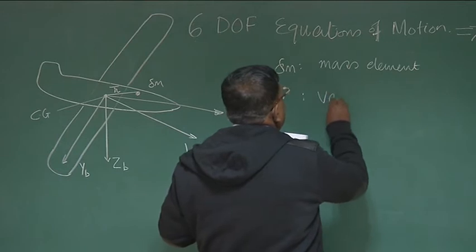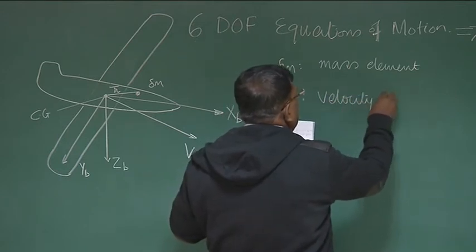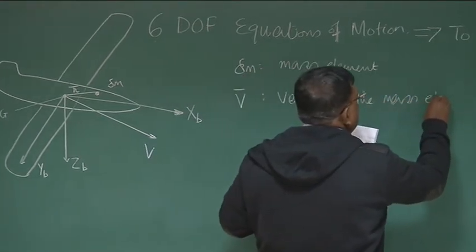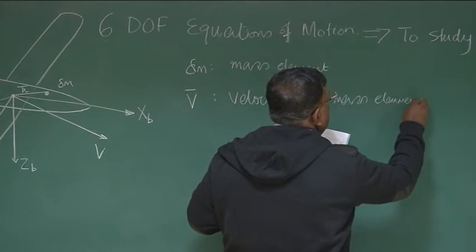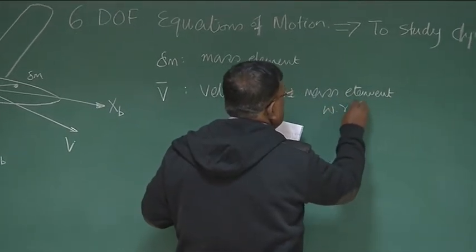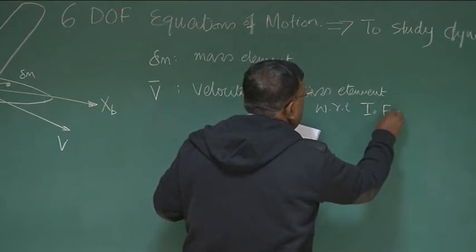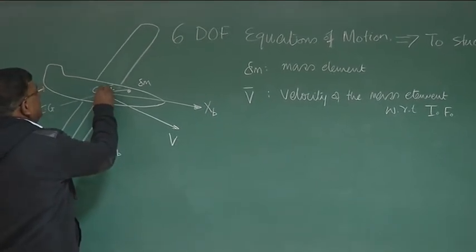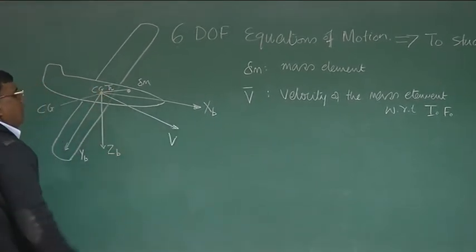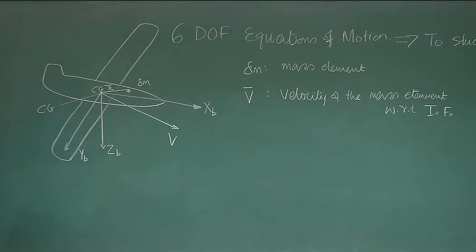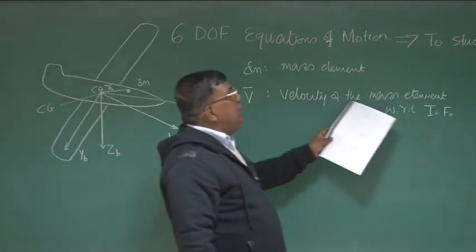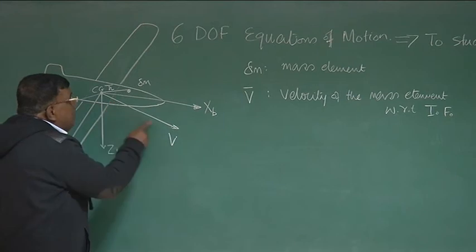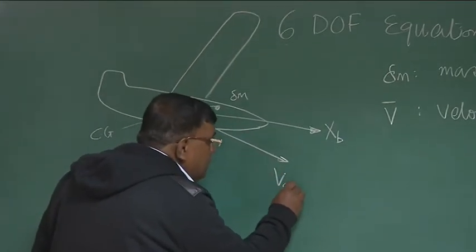V is the velocity of the mass element with respect to the inertial frame. Notice that I have drawn this V as the velocity of the center of gravity. Am I correct? What did I write here? Velocity of the mass element with respect to the inertial frame. So this is not the correct representation. This represents the velocity of the center of mass.